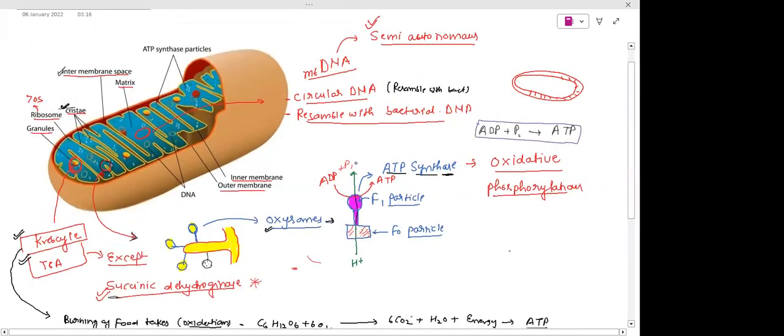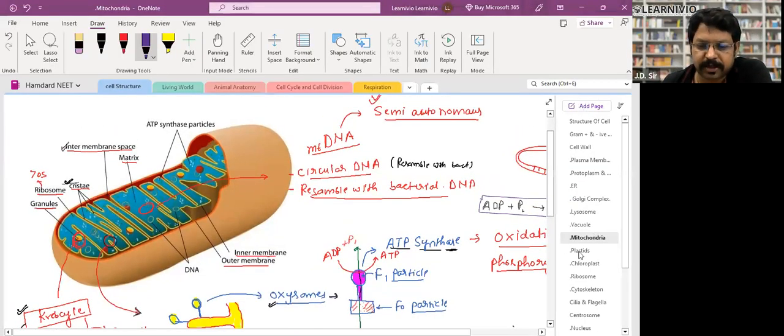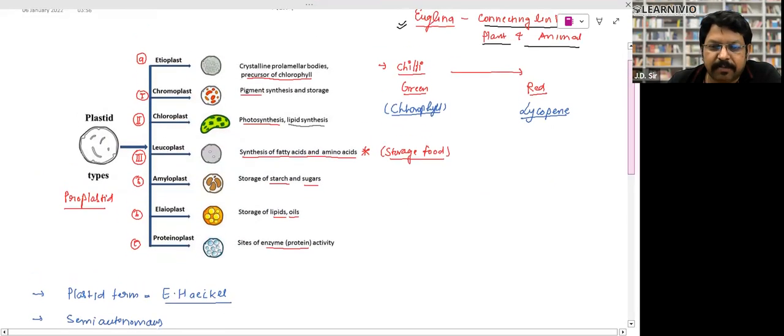Yes, sir. Okay. So mitochondrial structure we have discussed in detail. We need not discuss it. Even chloroplast we have discussed in detail. Plastids, that is important. That you need to remember. You can get questions from it. Look, plastids are found only in plants. They are made up of proplastids, that is the immature plastids.